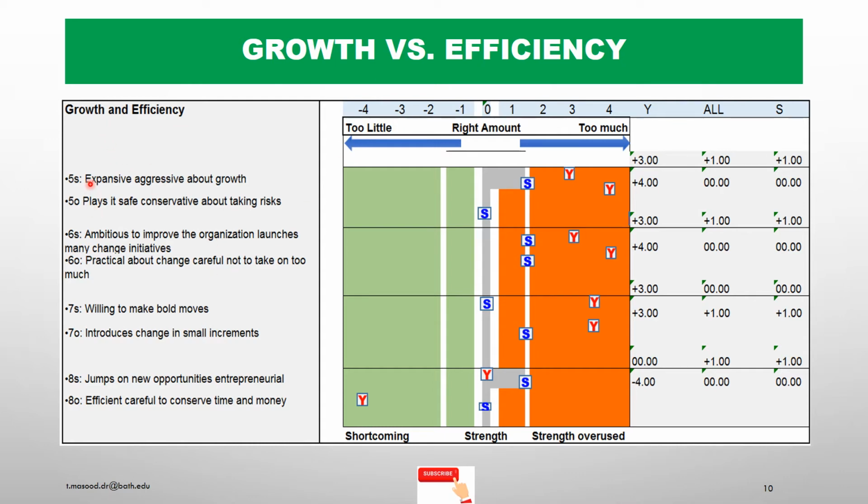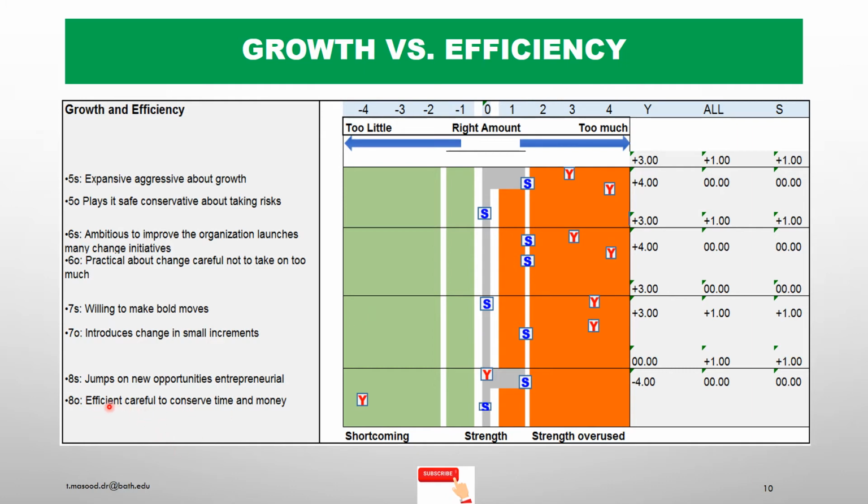In instance 5S and 5O, I'm using +3 and +4. 6S, 6O, I'm using again +3, +4. So 7S, 7O, both +3, +3. 8S, 8O, so 0, and I'm using here -4. So over here I have a shortcoming of my strength; I'm using too little.